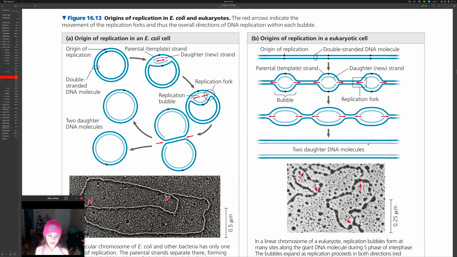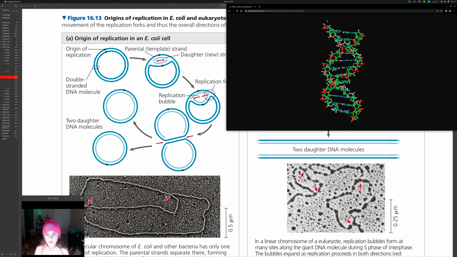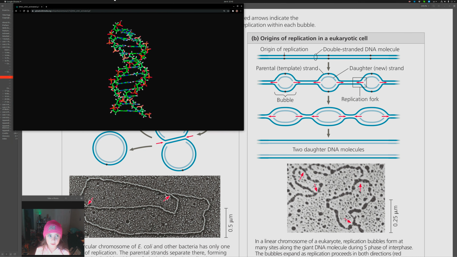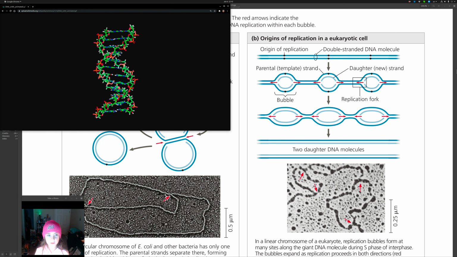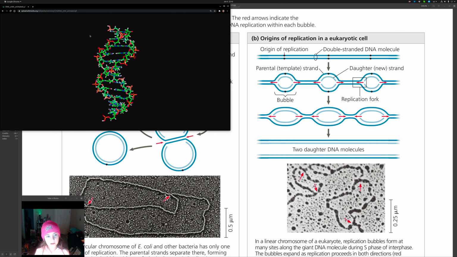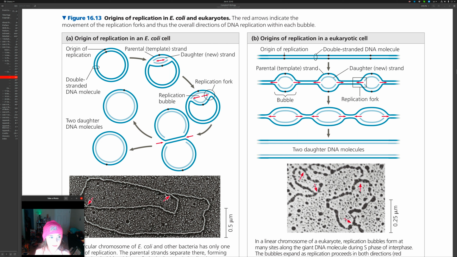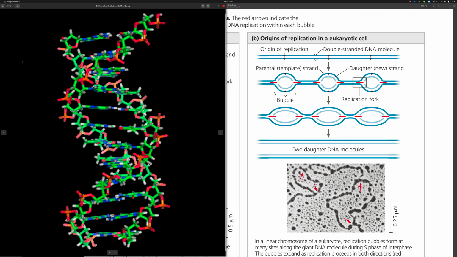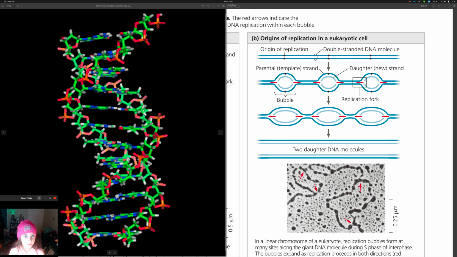So here, there's the origin of replication. Again, in one of those DNA molecules like this, there's a bunch of origins of replication. And then you could actually observe the origins here. So first you have one origin, let's say here, and let's say another origin here.